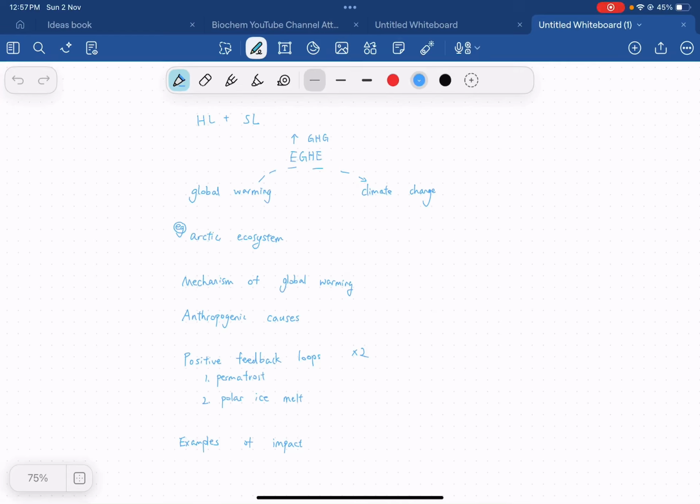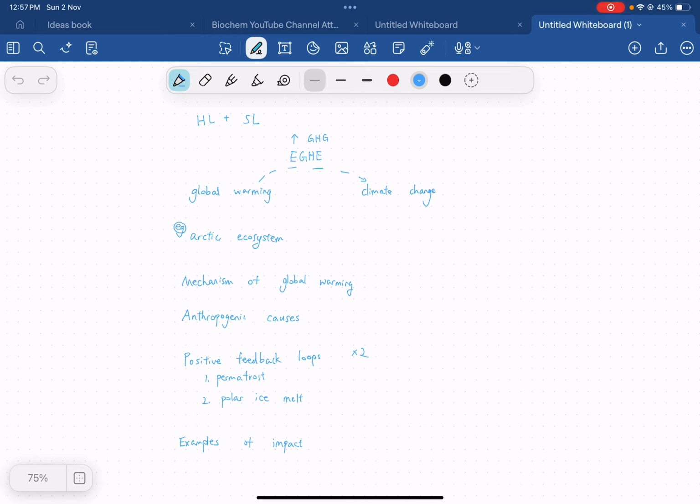Hey guys, today I'll be summarizing the climate change content required by the IB biology curriculum. This summary is both for HL and SL students. So first, we'll start by defining what global warming and climate change are.